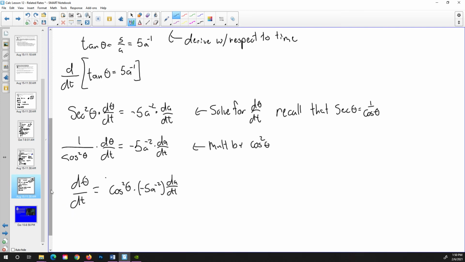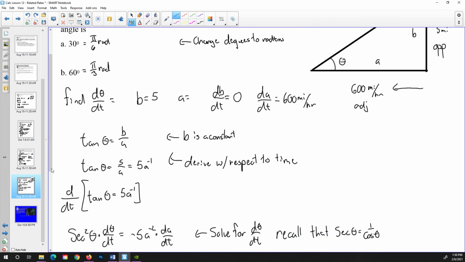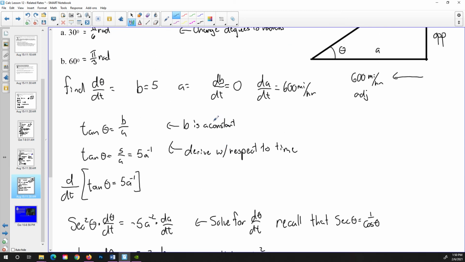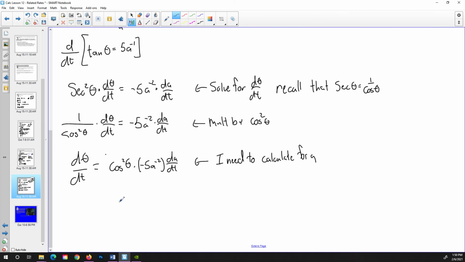All right. So the good news is I know my 2 values for theta. That's good. I know my dA over dt. The problem is I don't know my values for a. Well, that's not too bad because we still have that the tangent of theta is 5 over a. Since I have to calculate for a anyway, a will equal 5 over the tangent of theta.